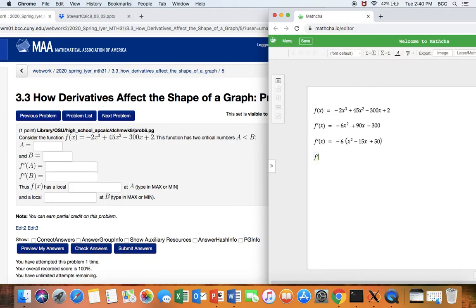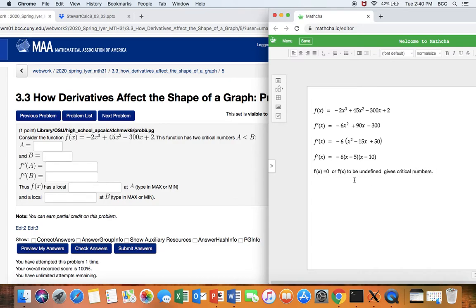So let's try. f prime of x equals negative 6, you notice (x minus 5)(x minus 10) is the factorization of this quadratic expression. Okay, so that's good. When do you have a critical number? Well, we want f prime of x to be equal to 0 or f prime of x to be undefined. This gives you critical numbers.